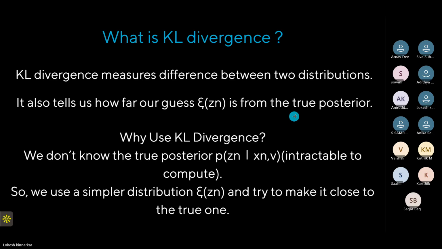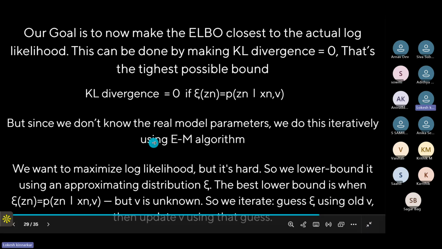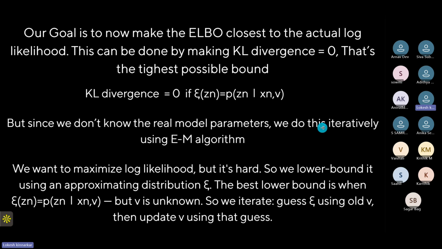So we would be making the KL divergence 0, and KL divergence is 0 if the tractable distribution which we have assumed becomes equal to the true posterior. Okay. But since we don't know the real model parameters, we would be doing this iteratively using the EM algorithm. I will initialize them, but since I have to update them step by step, I have to use the EM algorithm to iteratively update this particular function and try to make it close to the true posterior.